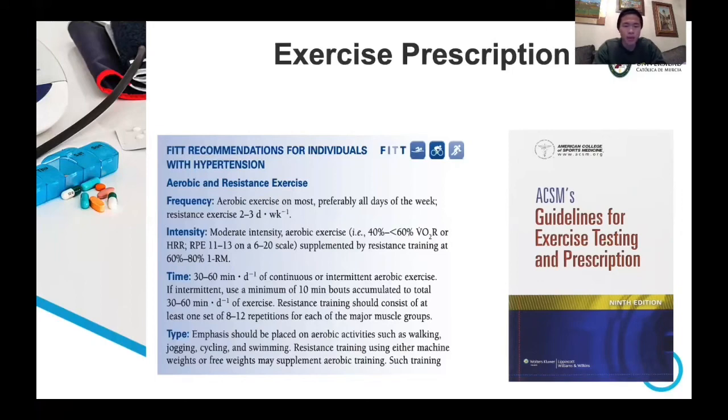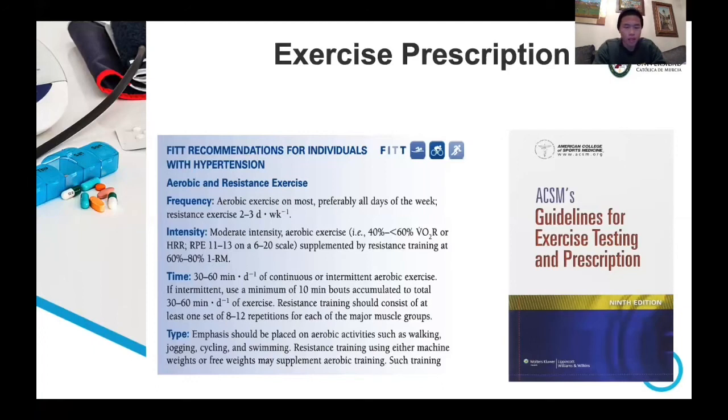And also you adjust your resistance training to between 60% and 80% of your one repetition maximum. Okay, so what's the time or the volume of the exercise? We have 30 to 60 minutes per day of continuous or intermittent aerobic exercise. If it's intermittent exercise, use a minimum of 10-minute bouts accumulated to total 30 to 60 minutes. So you work for 10 minutes, then rest, and then continue to exercise. For resistance training, it should consist of at least one set of 8 to 12 repetitions for each major muscle group.